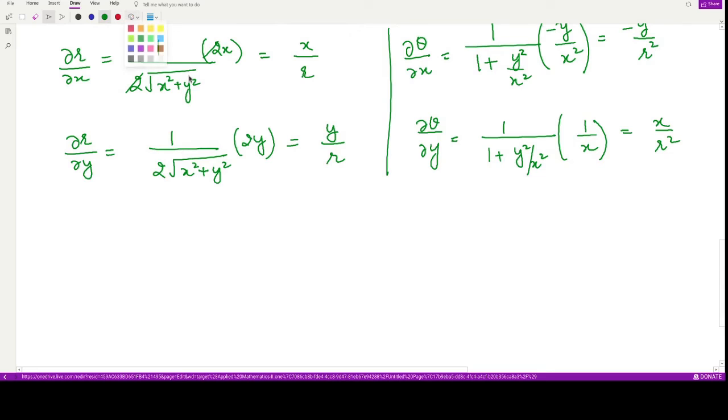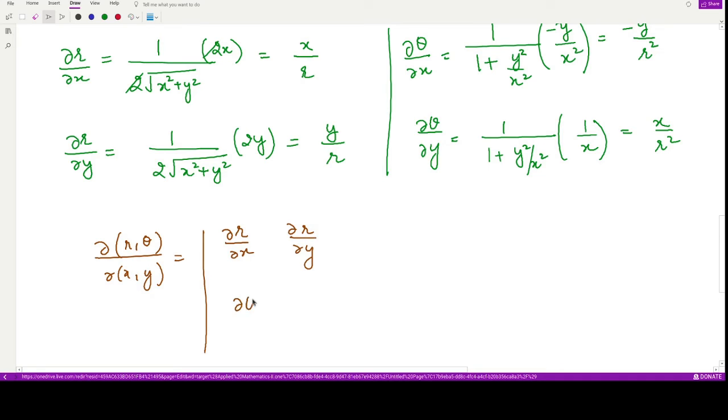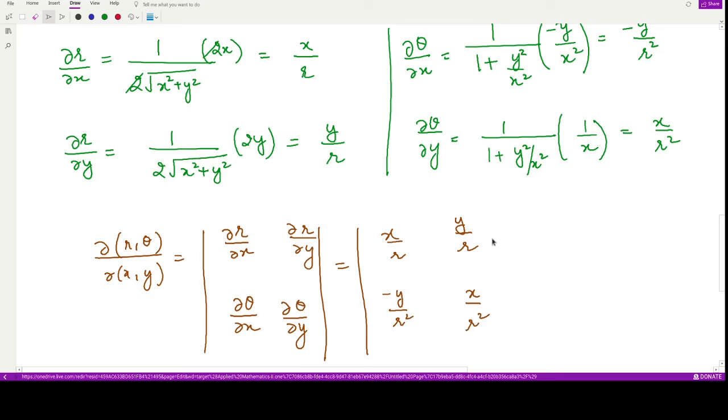We are ready to calculate the Jacobian del of r theta with respect to x, y. Firstly, let me write down the formula. It would be the determinant of del r by del x, del r by del y, and then del theta by del x, del theta by del y. So we can substitute the values. Del r by del x is x by r. Del r by del y is y by r. Del theta by del x is minus y by r square, and del theta by del y is x by r square. Now we can compute the determinant.